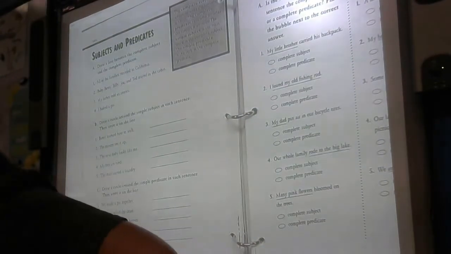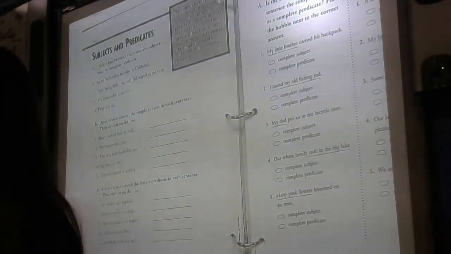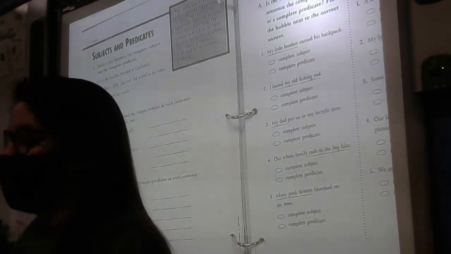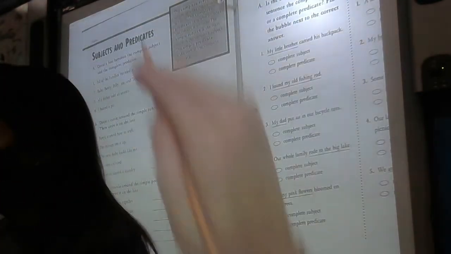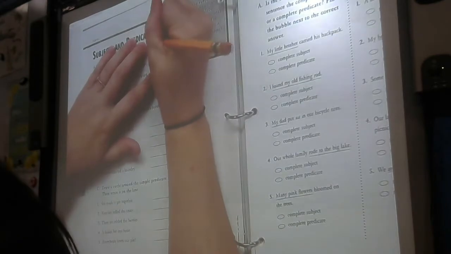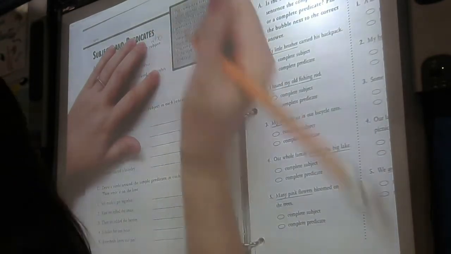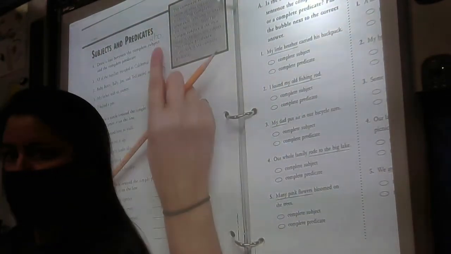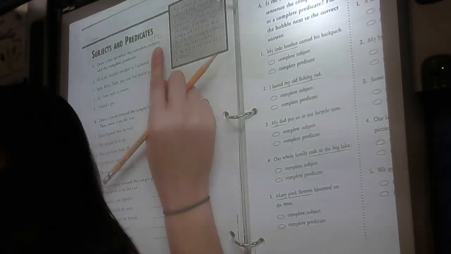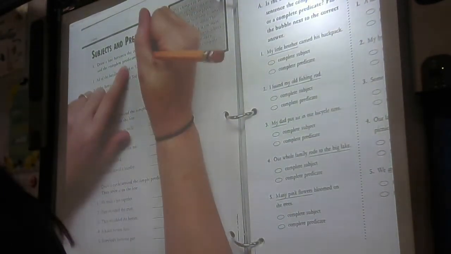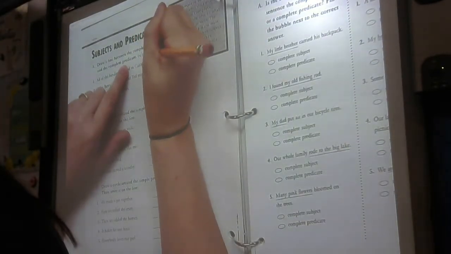So in between your house and your neighbor, you can have a fence. And we're going to draw a fence between the subject and the predicate. So our subject is who. And our predicate is what they are up to.